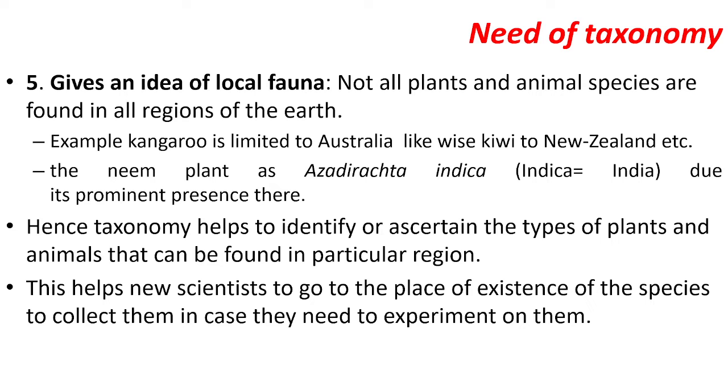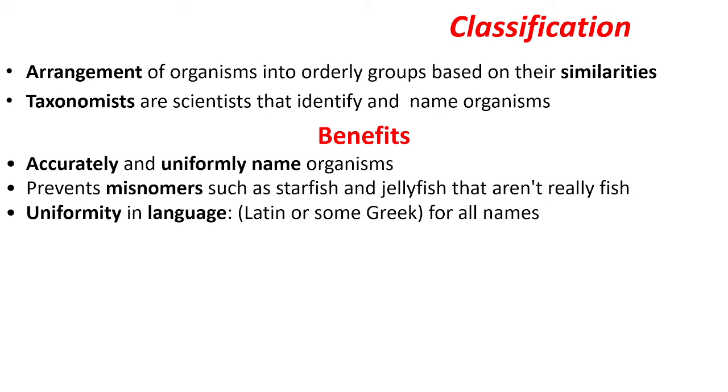So hence taxonomy helps to identify and ascertain the types of plants and animals that can be found in a particular region. It helps the researchers to go to the place of existence of these species to collect them in case they need to experiment on them, or to preserve that specimen, or to understand their habitat.